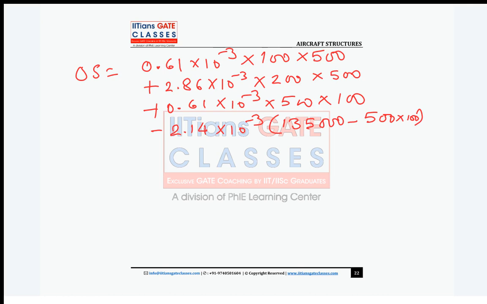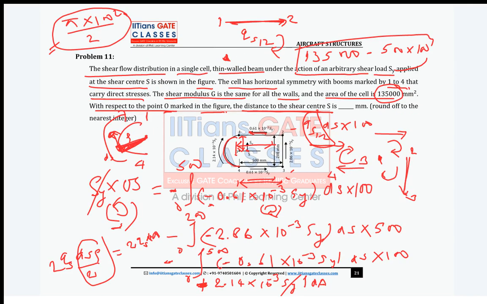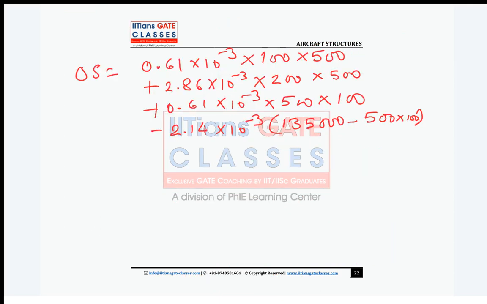Is it clear? So guys, how I found the values? If you integrate, the integration of ds is s, the length is 0 to 500, so it is 500 minus 100. Here, if you see, in the first part it is the length and this is the momentum. Then this is the length, momentum, this is the length, momentum, and this is the area.